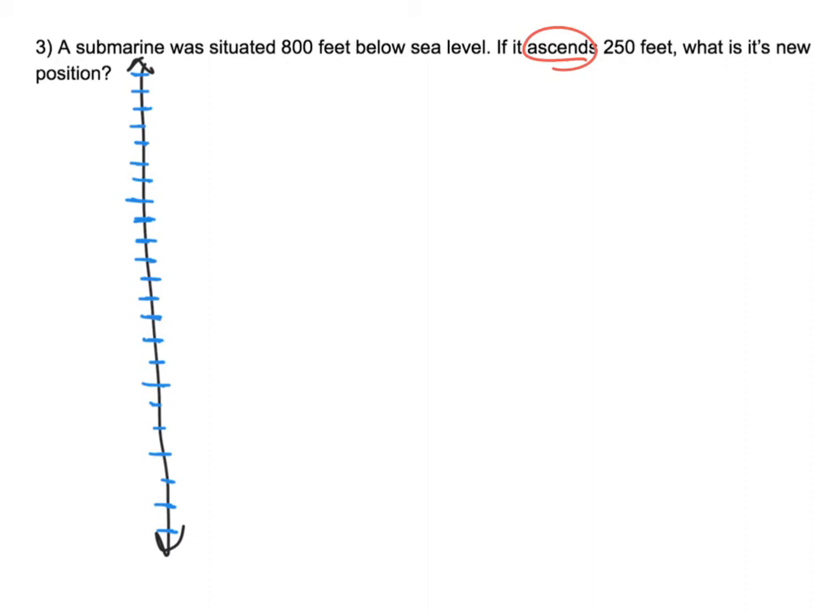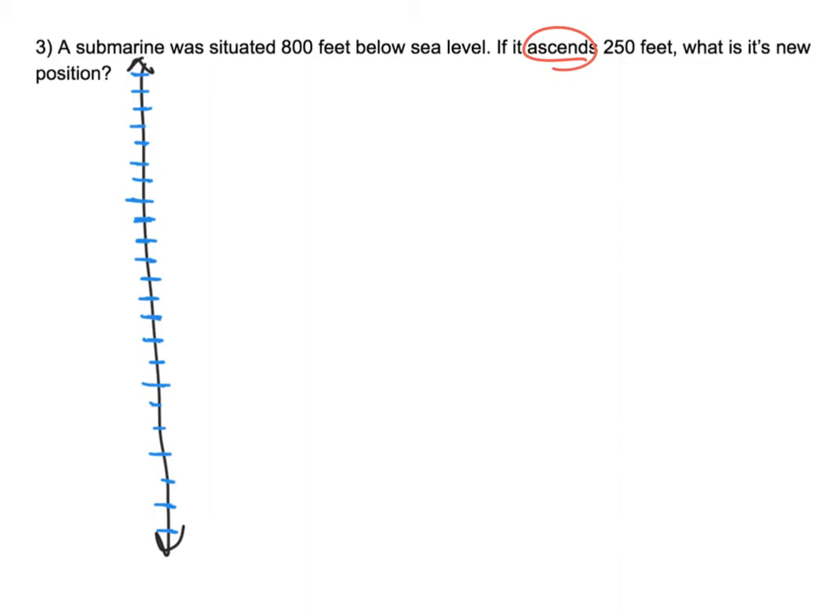So in other words, this submarine was located 800 feet below sea level, right? That's 800 feet deep into the ocean. And it's ascending 250 feet, which means it's coming closer to the surface, okay? It's rising by 250 feet. And we want to figure out now what is its new location.